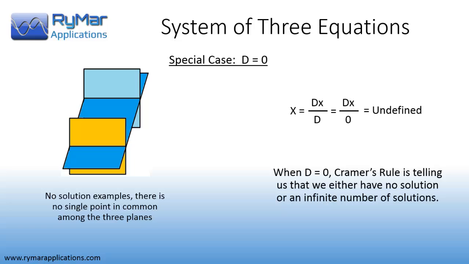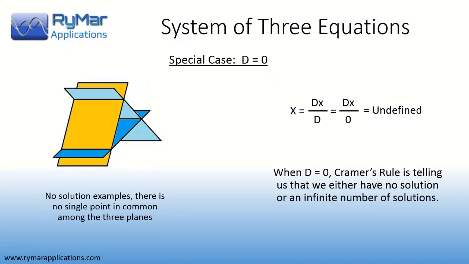Here's another case. Now we've got some planes intersecting each other, but remember, we're looking for one point where all three intersect each other. We don't have that here. We've got two planes that happen to run through that dark blue plane, but they never touch each other in one single location. Here's another case. We've got the three planes. They're intersecting each other in different locations, but again, you cannot find one spot where all three planes intersect each other.